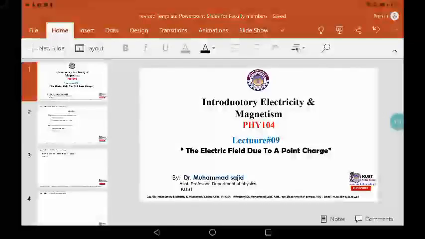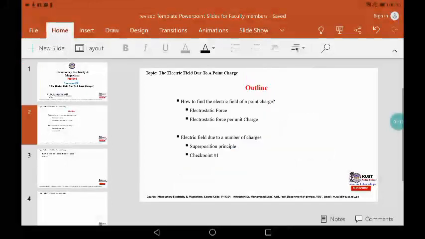So what we will talk about today is how to find the electric field of a point charge. We will use Coulomb's law. We will find the electrostatic force, and then we will use the definition of the electric field to find the electric field of a given charge.